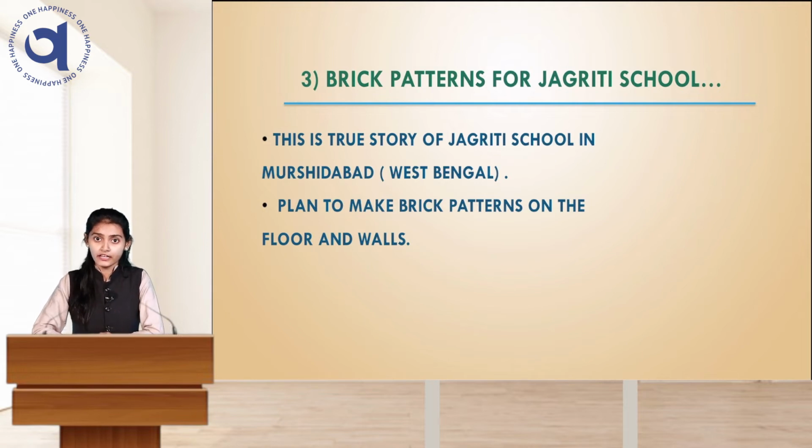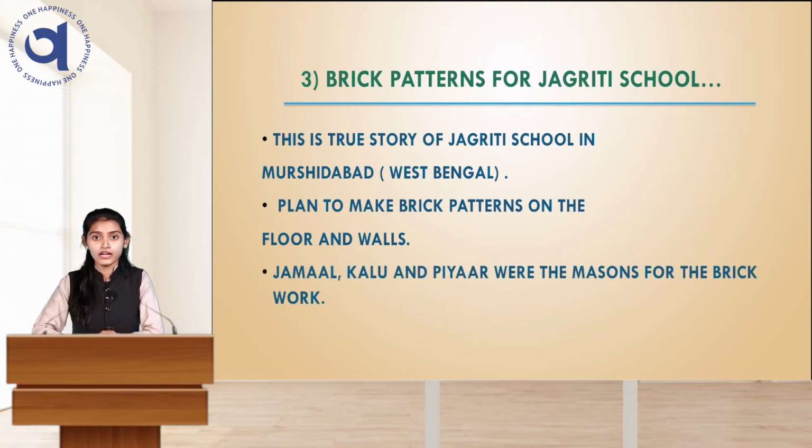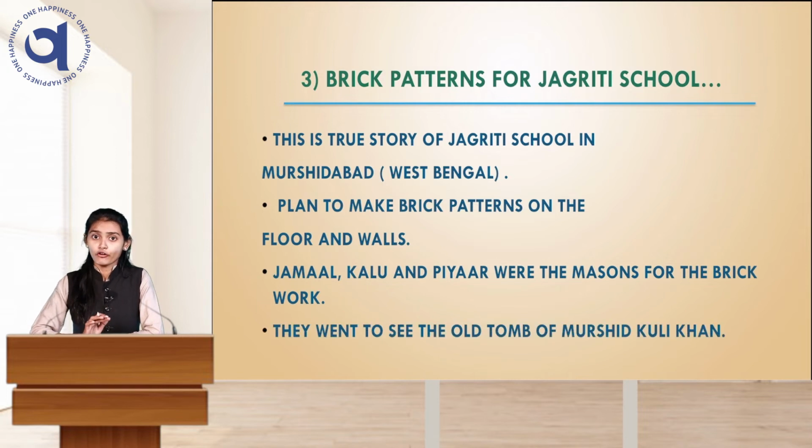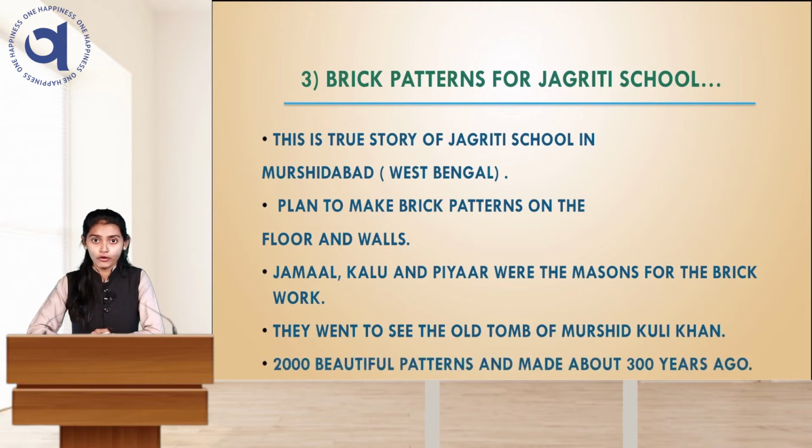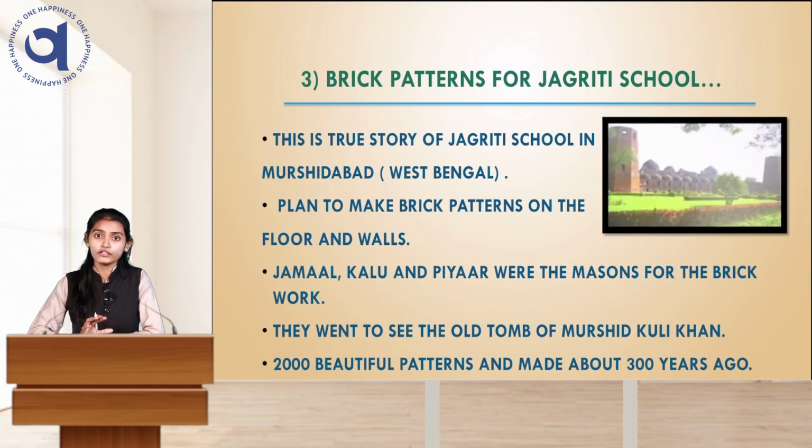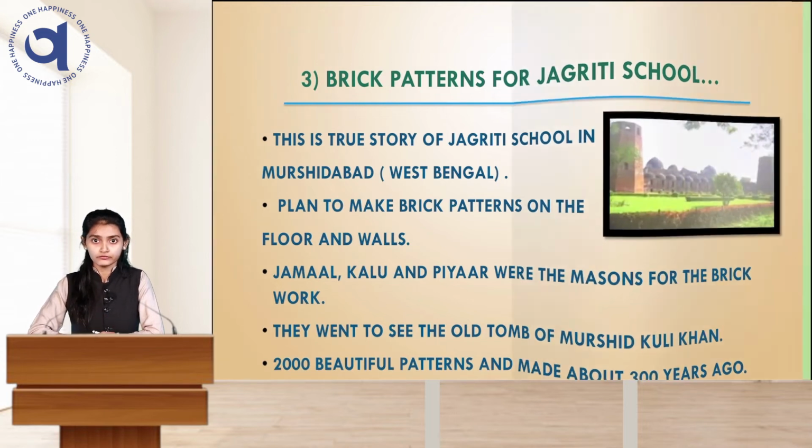So that's they appoint 3 masons, Jamal, Kalu and PR. Jamal, Kalu and PR were the masons for the brick work, and they wanted to know new ideas for brick pattern. So that's why they went to see the old tomb of Murshid Quli Khan. Murshid Quli Khan was a king, and in that tomb there are 2000 beautiful brick patterns, and it's made about 300 years ago. So here you can see the old tomb of Murshid Quli Khan.